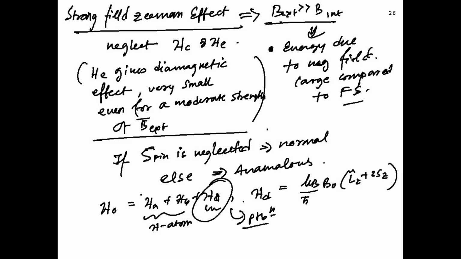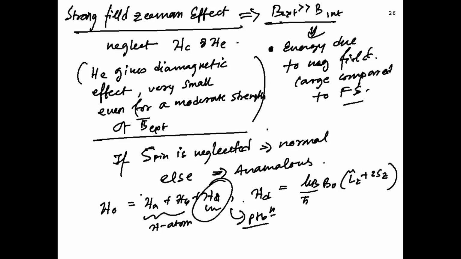and the HE term is basically the Darwin term, which gives a diamagnetic effect even for a moderate strength of B external. And in this case, the energy due to the magnetic field is much larger compared to the fine structure correction.